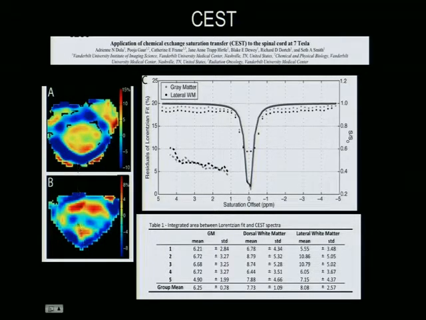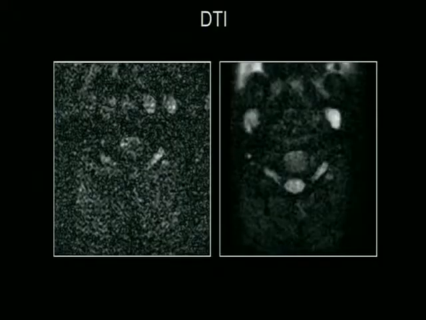CEST, we've begun to do some CEST imaging of the spinal cord as well. Here, what you see is a fairly healthy person, and here you see a patient, and you see again the telltale elevation here, and you see the lowering here. So a lot of work to be done here, but it just kind of sets the stage for where we want to go.